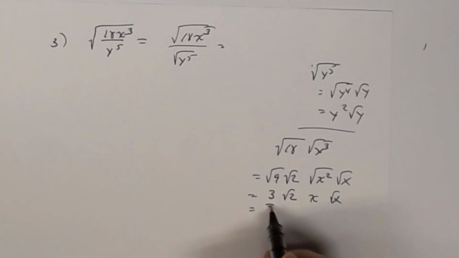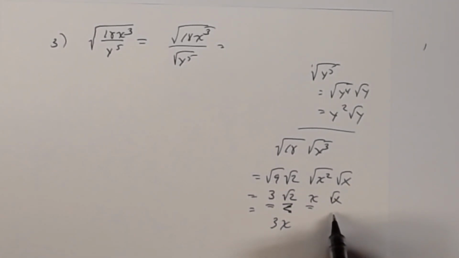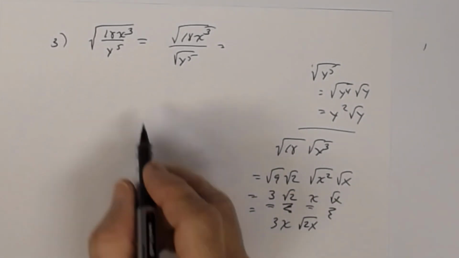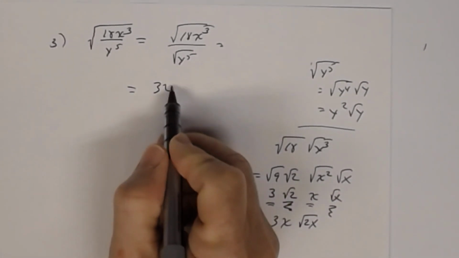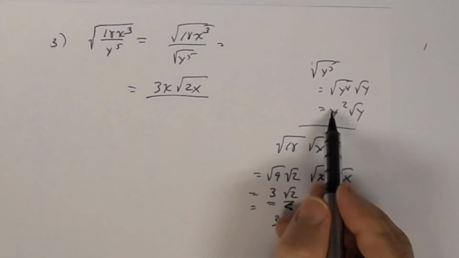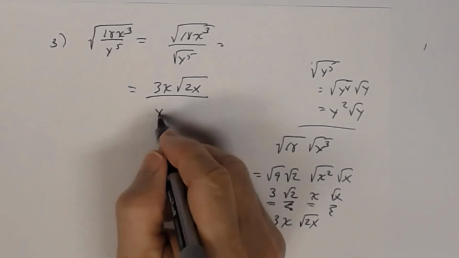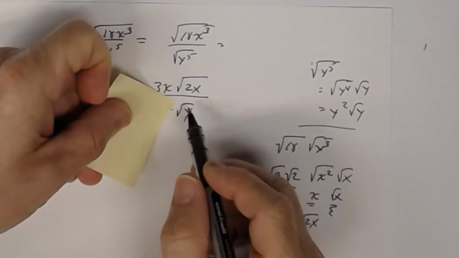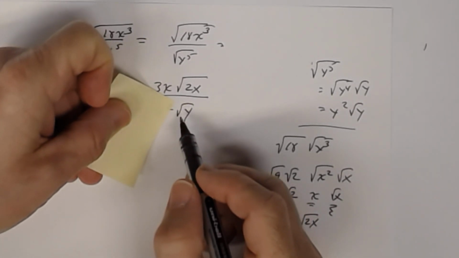So I'm going to put the 3 and the x together and in front, and then the square root of 2 times the square root of x is the square root of 2x. So that's your numerator. So all of this in the numerator is this. So this becomes 3x square root of 2x divided by y squared square root of y. And then now all you do is simplify or rationalize that denominator. So get rid of that square root.